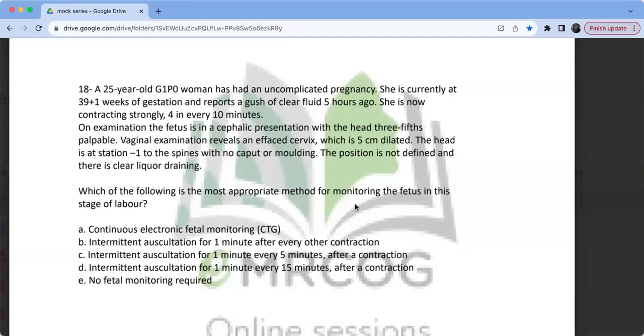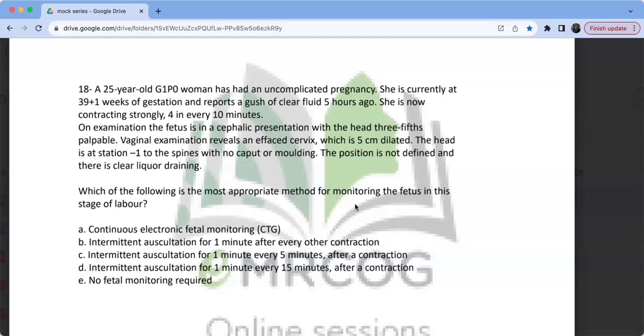Question 18: a 25-year-old, gravida 1 para 0, has an uncomplicated pregnancy. She is currently 39 plus 1 and reports a gush of fluid. The previous one is category 2, not category 1, my dear. She reported a gush of fluid 5 hours ago. She is now contracting strongly, 4 in 10.